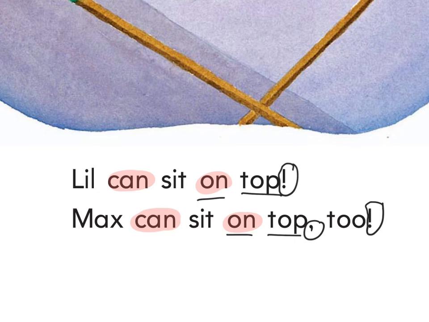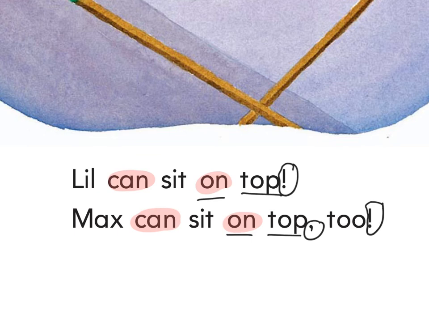All right, so we know that this word is the word Lil. How about this word? It. Max. We know that one. You just told me this says sit. On top. And then this last word, this is a kindergarten word. Too. It means also. Yes.